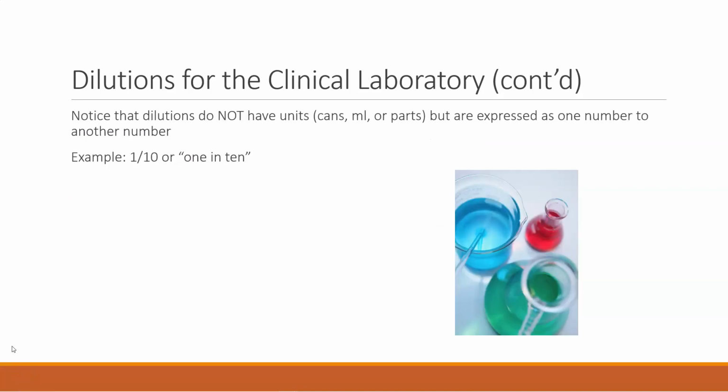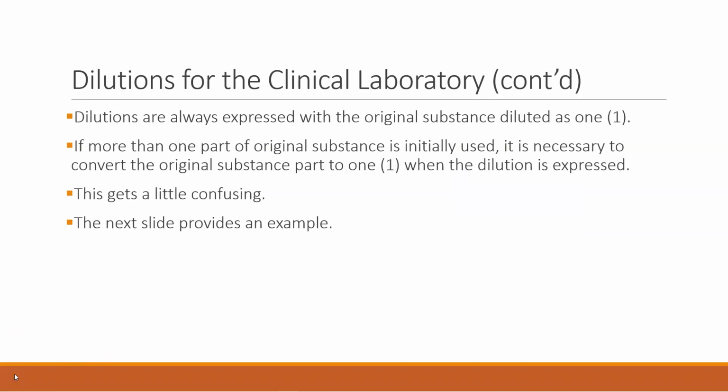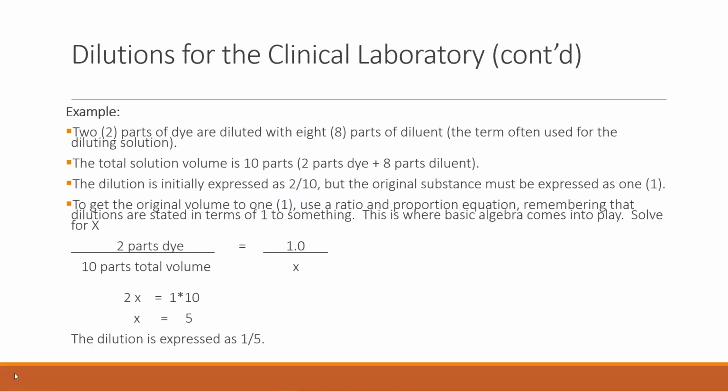One thing I want you to notice is that dilutions do not have units. We don't use cans, we don't use milliliters or parts, but they are expressed as one number to another number. So again, our example, 1 over 10 is 1 part in a total of 10 parts. Dilutions are always expressed with the original substance diluted as 1. If more than 1 part of the original substance is initially used, for example, 2, it's necessary to convert the original substance part to 1 when the dilution is expressed. This gets a little confusing. The next slide will provide an example, so I want you to spend some time with it.